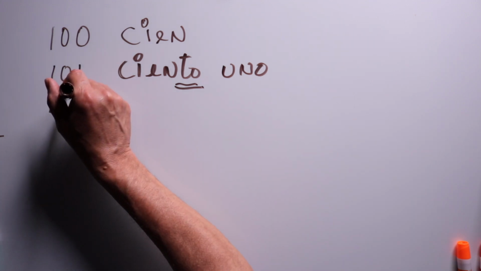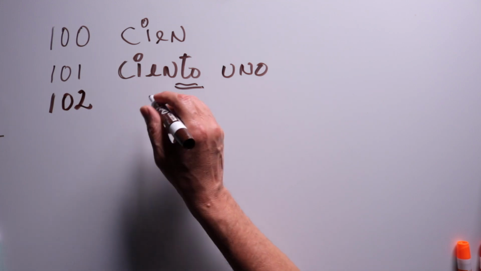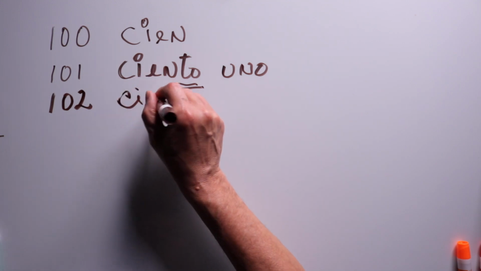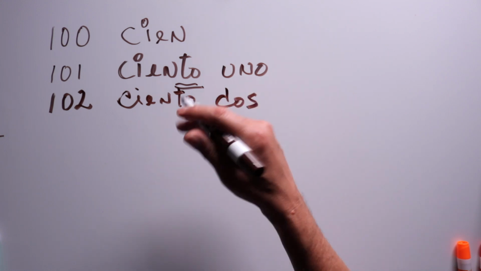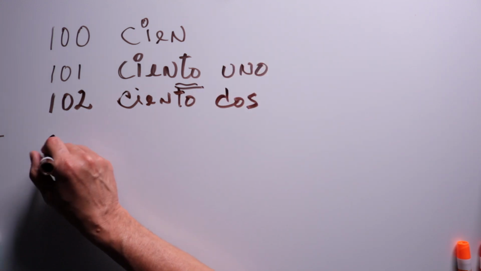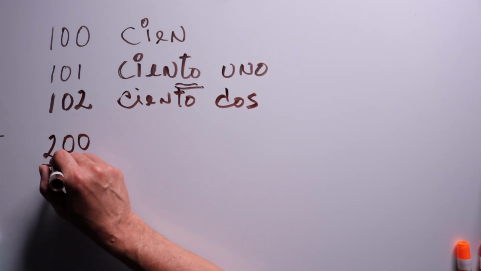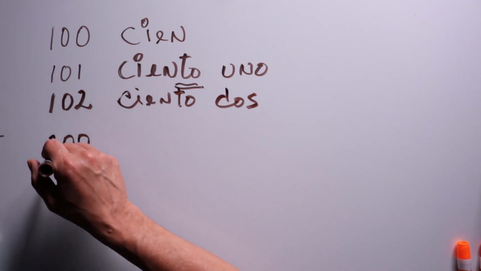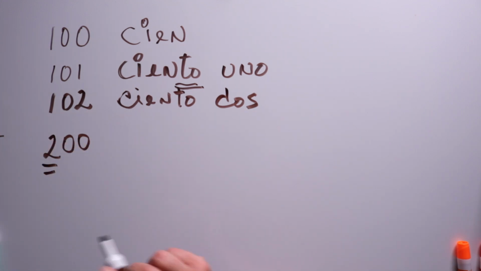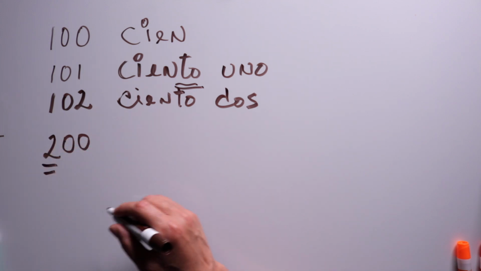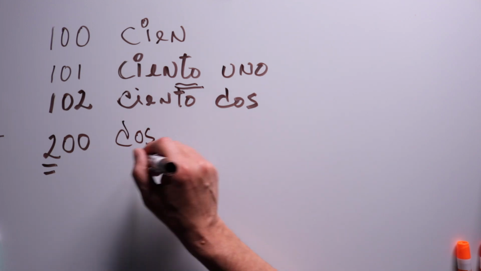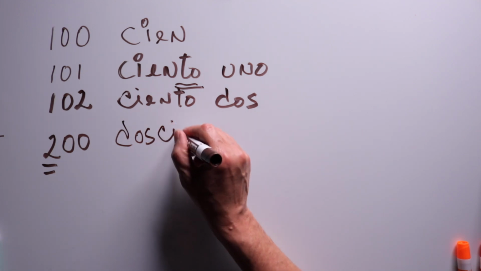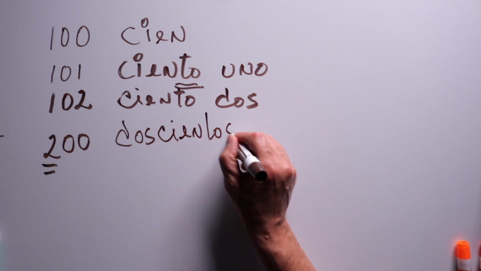Let me add another number, will be 102, dos, and so on and so on. What happened when we hit 200? Well, focus in the first number. That's the important one. That's the one that will give you the clue. What number is that? And if you says dos, you are absolutely right. Write down dos and then add cientos in plural.